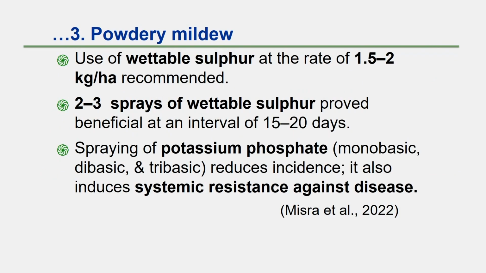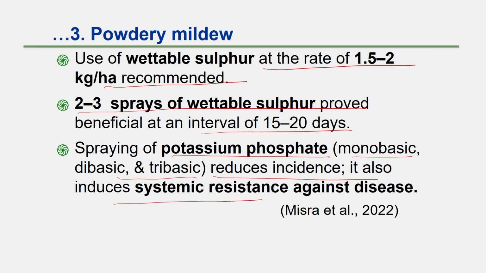So, what can be done to control? Use of wettable sulfur at the rate of 1.5 to 2 kg per hectare is recommended, and 2 to 3 sprays of wettable sulfur proved beneficial at 15 to 20 days interval. Spraying of potassium phosphate, monobasic, dibasic or tribasic reduces incidence. It also induces systemic resistance against disease, because it contains potassium and phosphorus, which give the plant strength to fight diseases.